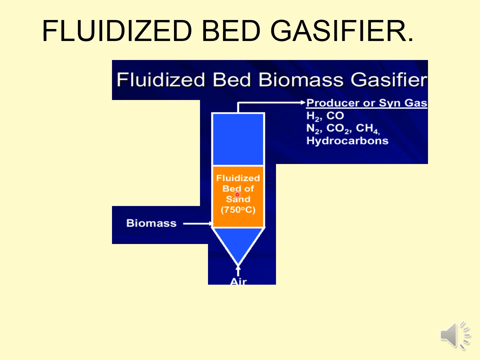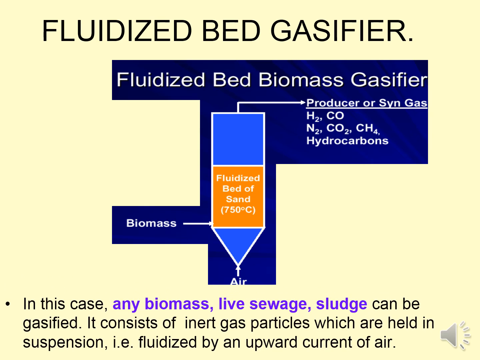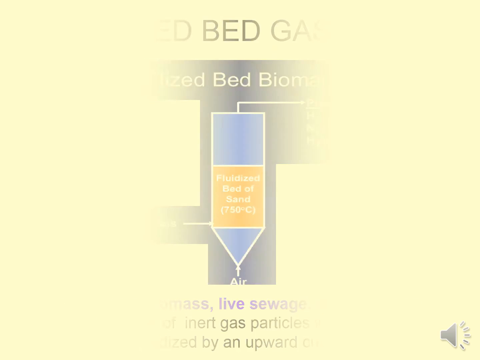Here a fluidized bed of sand may be around 750 degrees. Biomass is kept here, air is supplied from the bottom, and producer gas or syngas is collected from the top. In this case, any biomass, even sewage sludge, can be gasified. It consists of inert particles which are held in suspension, that is the fluidized bed, by an upward current of air.